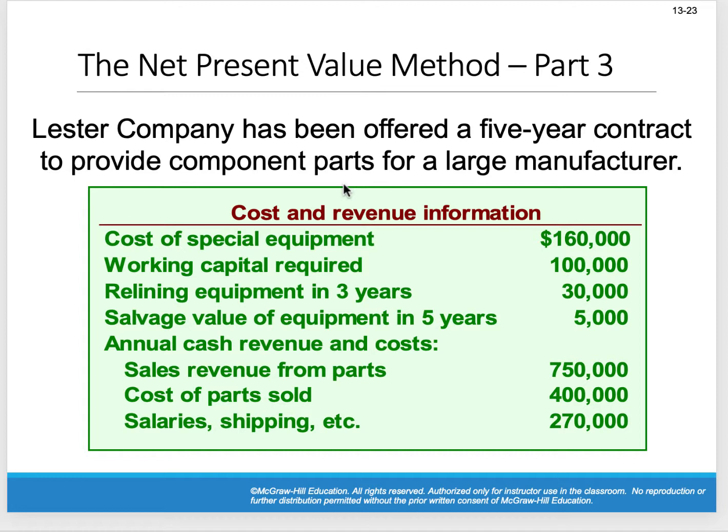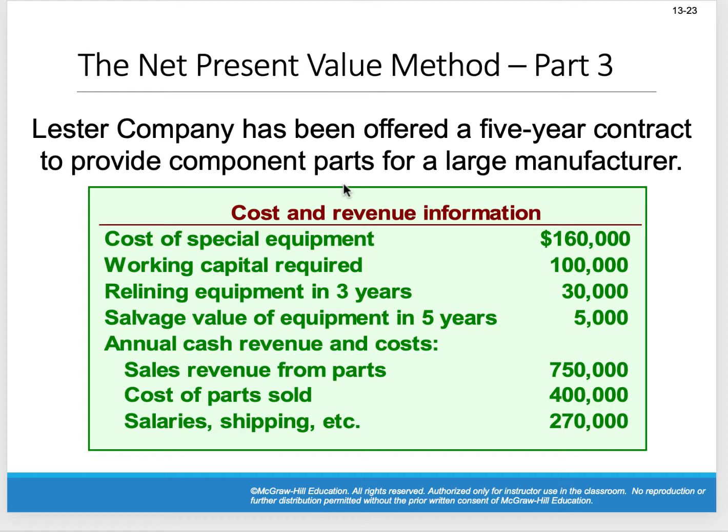Each year, from 1 through 5, we're going to make $750,000 of revenue. We need to subtract the cost of the parts sold, right? We had to make those parts. We incurred costs. That cost was $400,000. Then we have other operating expenses, right? Salaries, shipping, utilities, things like that, which are $270,000.